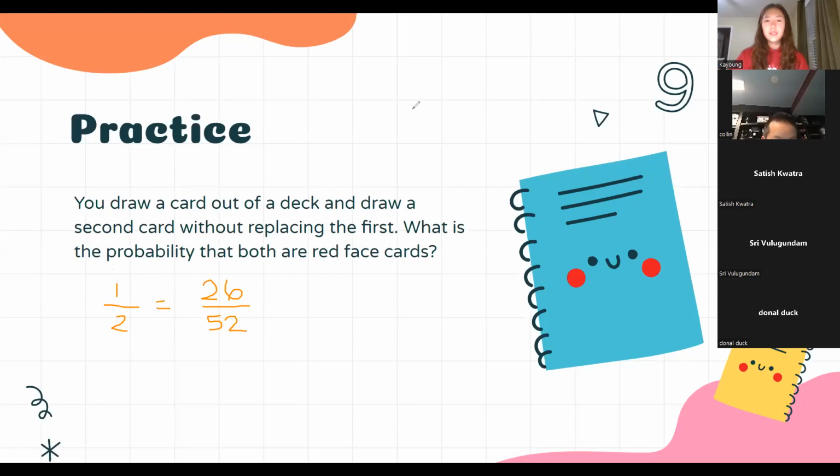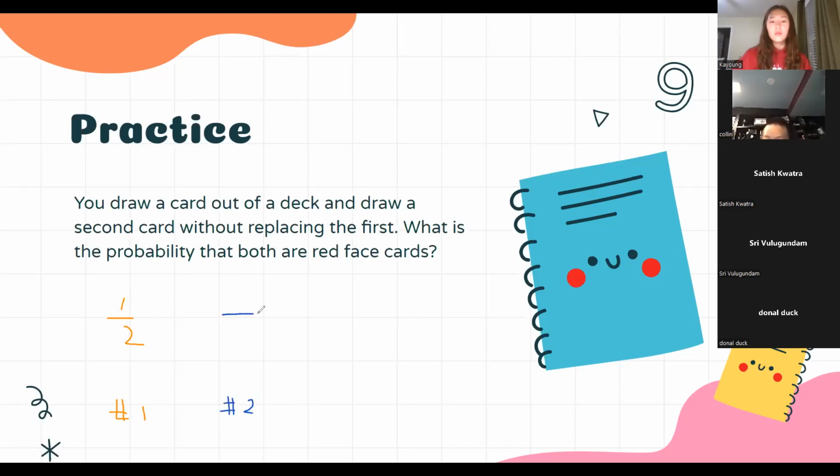Okay, so let's see. I see some good answers. So first, what is the probability that the first card is red? We're picking 2 cards, right? Well, half the cards are red, so 1/2. Pretty simple. Now the second card. Now instead of 52 cards, there's 51 cards total. Instead of 26 red, there's 25.